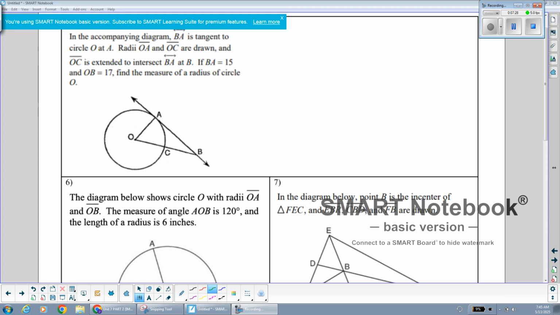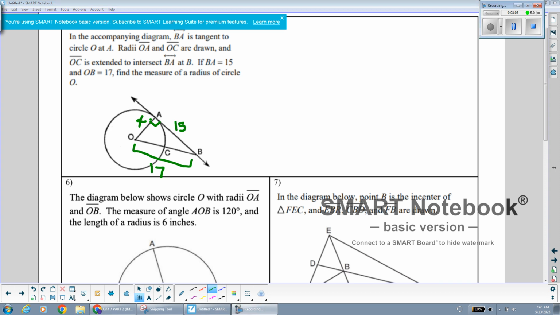Okay. In the next one over here, we have a radius and a tangent that meet, so they're perpendicular, which means that they form a 90-degree angle. BA is 15, and OB is 17. And we need to find the measure of the radius. So we are finding this side over here of the triangle. So we can use Pythagorean theorem because we already know 2 sides of the right triangle. And we want to find the last side.